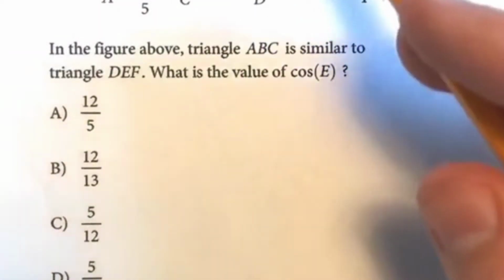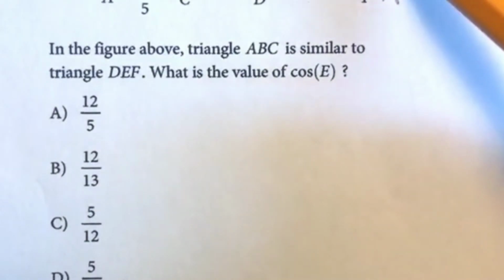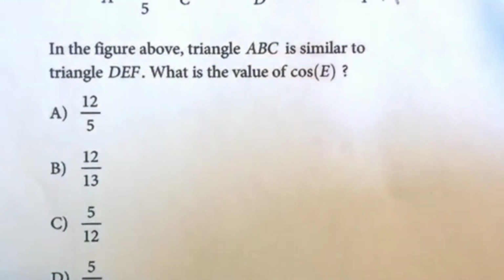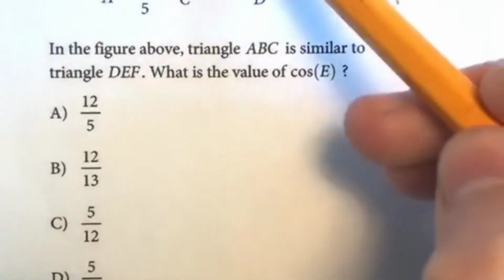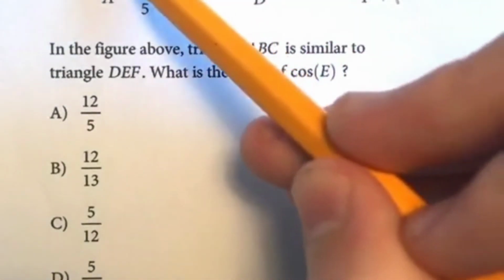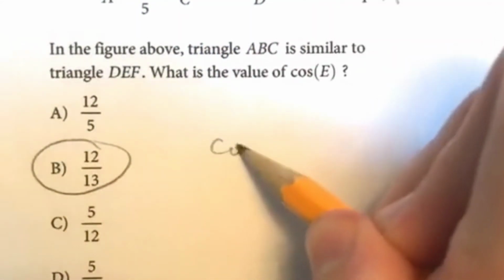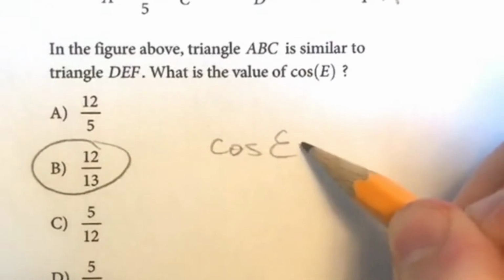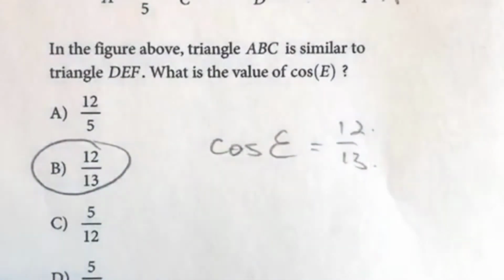So we're trying to find the cosine, which is a ratio of the adjacent side to the hypotenuse because we know that from SOHCAHTOA. So it's going to be adjacent, which is this side right here because this is angle E, over this hypotenuse, which will be 12 divided by 13 because the ratio is the same. So it's B, because cosine E is equal to 12 over 13, adjacent over the hypotenuse.